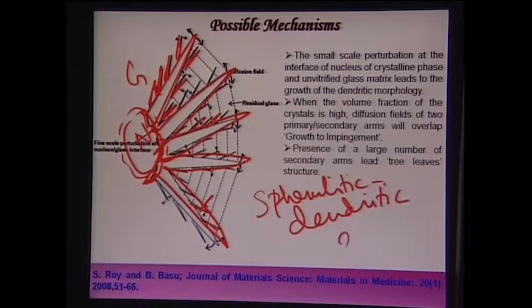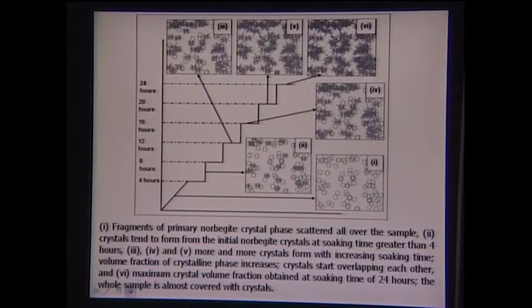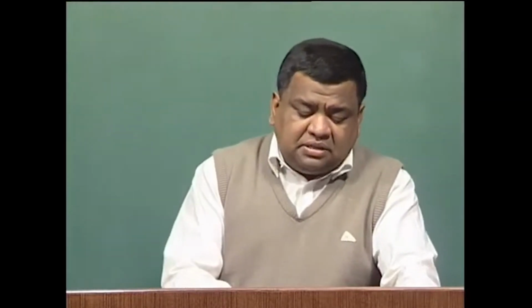Now, spherulitic type of growth is quite common in many of the glasses, but the combination of spherulitic and dendritic growth is kind of unique in this particular glass ceramics case.